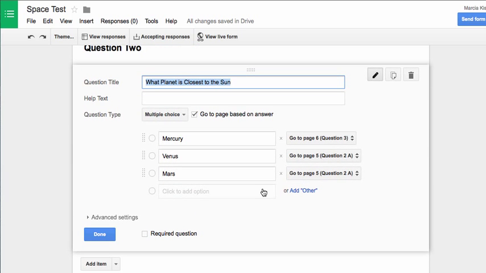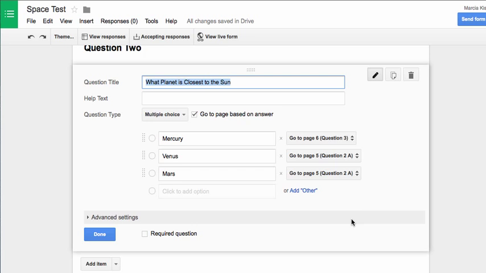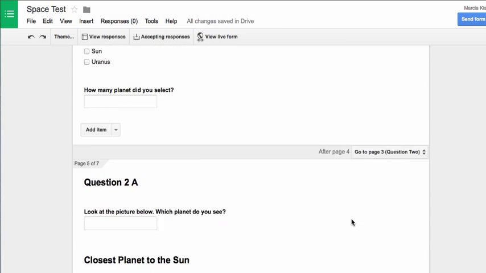If they get it right, they go to one location. If they get it wrong, they go to another. So if they get the question right, Mercury is the correct answer, they will go to question number 3. If they get it wrong, if they pick Mars, they go to question 2A. So what does question 2A look like?